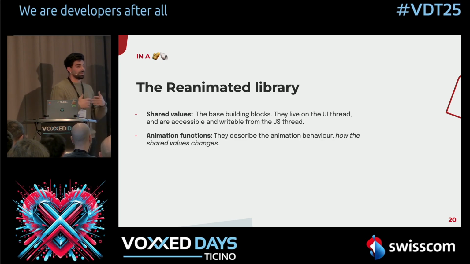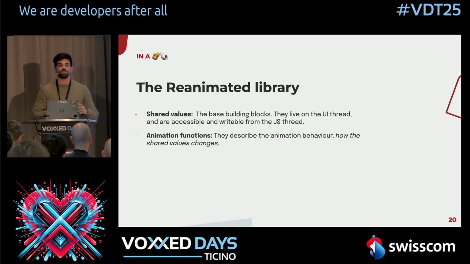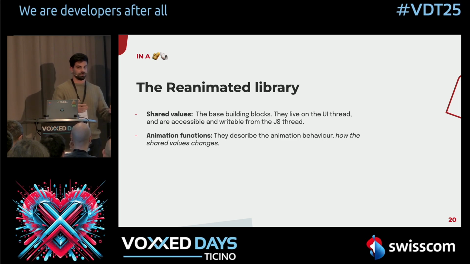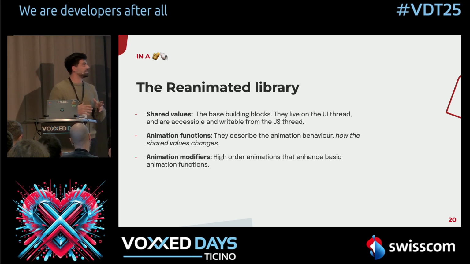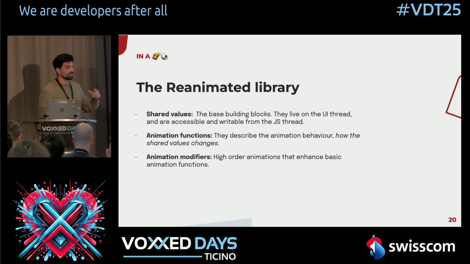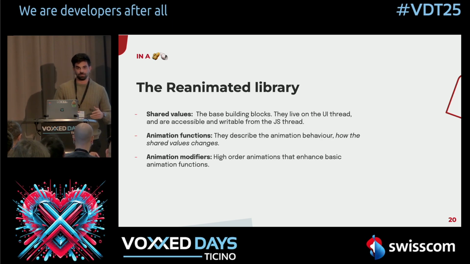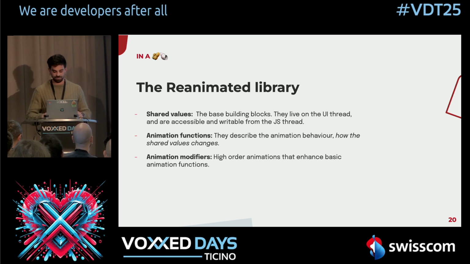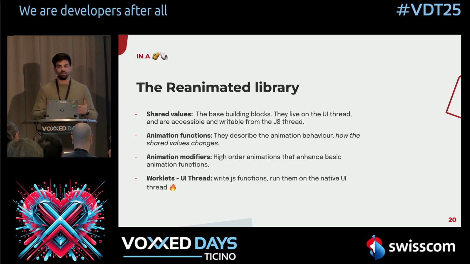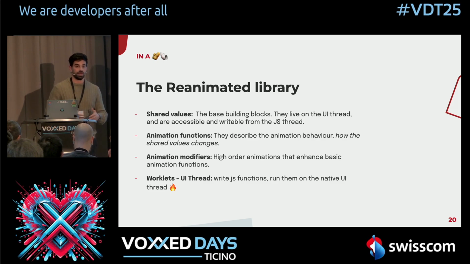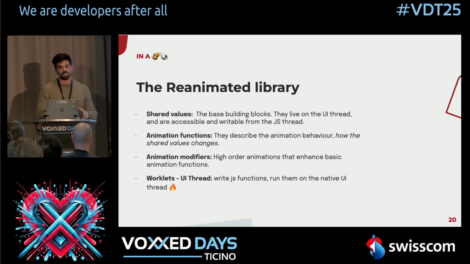Then we have animation functions. These are the functions that actually take in shared values, mutate them, and actually perform the animation. If we want to add some little details, for example, like delays or staggers or whatever, we can add these properties via animation modifiers, which are just higher order animations. And then we have the worklets, which is just a name that Reanimated invented to define the function that we write on the JavaScript thread, but they're going to be actually run and live within the context of the native thread.